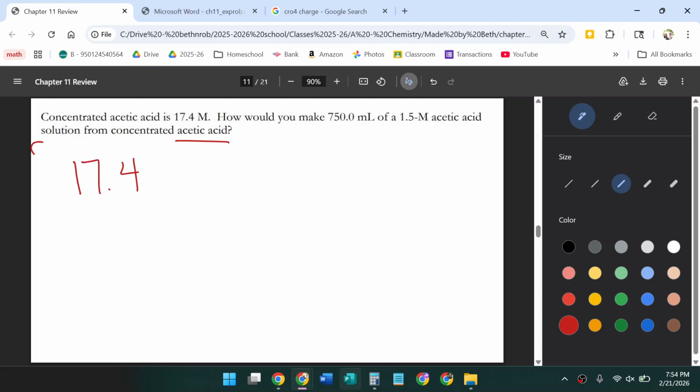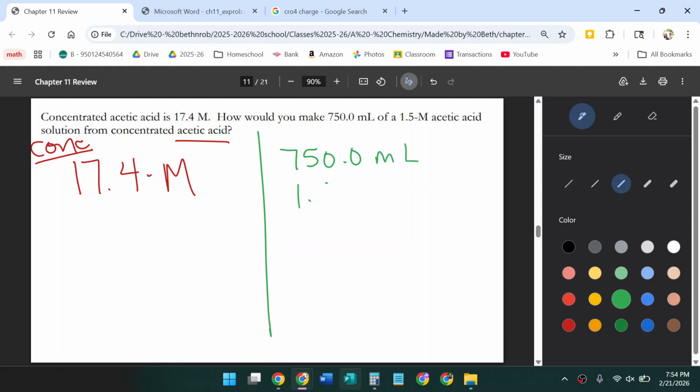So here's the concentrated version. The concentrated version is 17.4 molarity. And what they want is 750 milliliters, and they want it to be 1.5 molarity. Well, this is way too concentrated, right? So what we need to figure out is how much of it do we use? We scoop out some. That some that we scoop out will have a certain number of moles. We add enough water to make it be 750 milliliters.